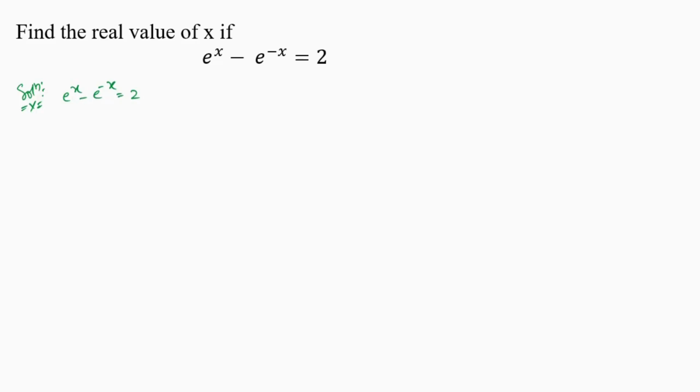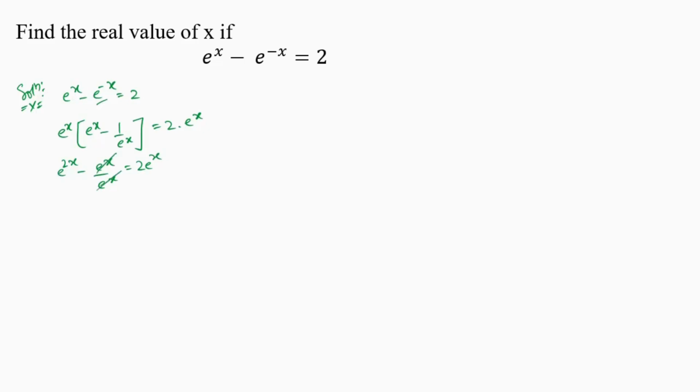Now multiply the whole equation by e raised to power x. So we get e raised to power x bracket e raised to power x minus, we can write this as 1 over e raised to power x, equals 2 times e raised to power x. On solving this, we get e raised to power 2x minus e raised to power x over e raised to power x equals 2 times e raised to power x.